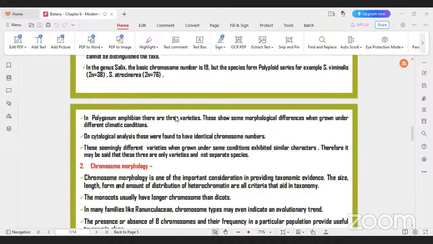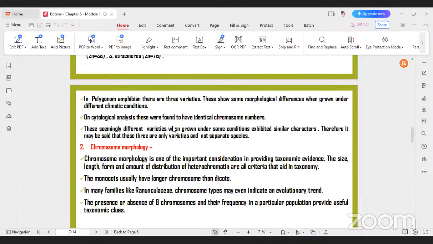In Polygonum amphibium, there are three varieties. These show some morphological differences when grown under different climatic conditions. On cytological analysis, these were found to have identical chromosome number.